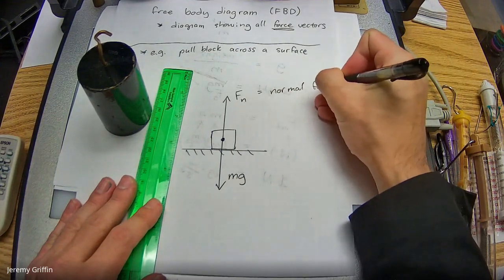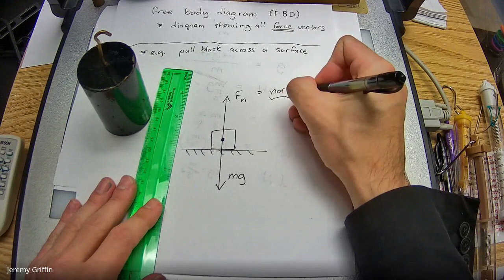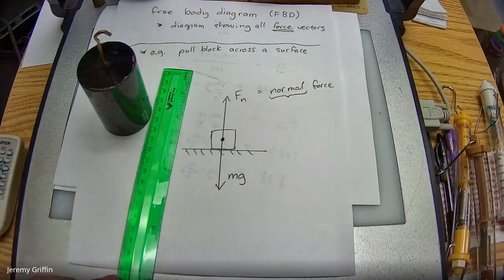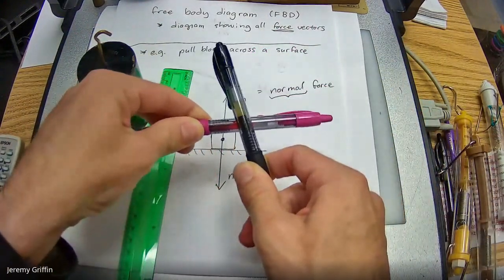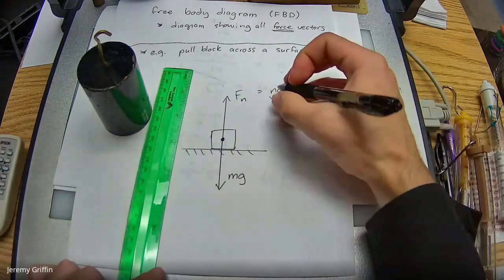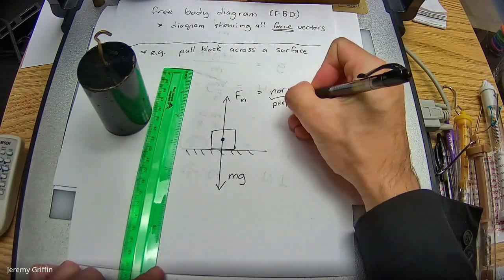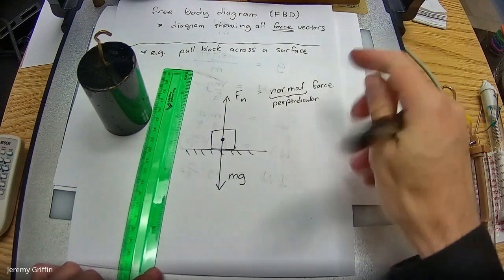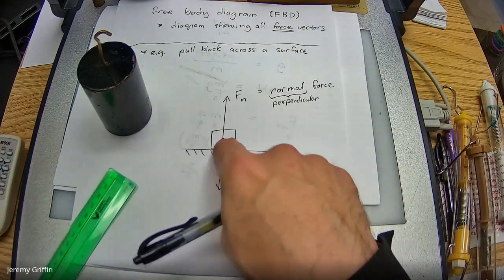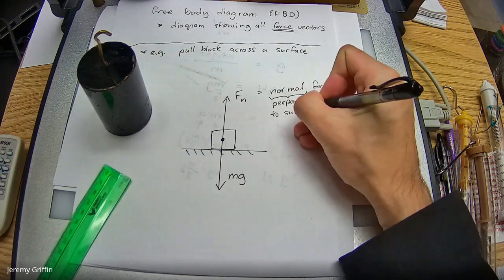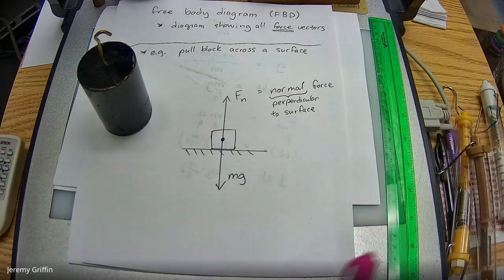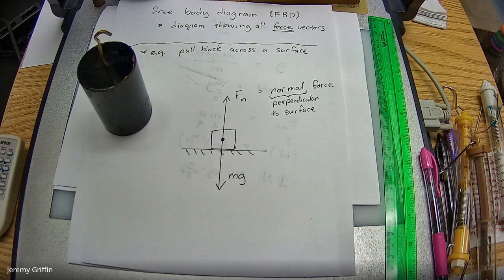Now, why is it called normal? Does anybody happen to know from a math class maybe what the word normal means? If two lines are normal to each other, they're what? Perpendicular, right? So the word normal means perpendicular. And perpendicular to what? Perpendicular to the surface. See how this support force is perpendicular to the surface? That's such an important property of that support force from the surface that that's the name of it. It's like the perpendicular force, the normal force.